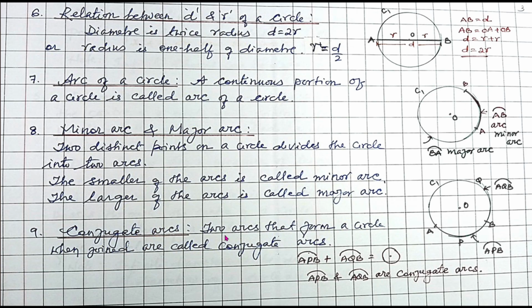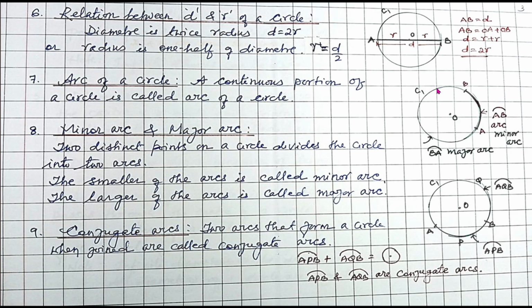Now, any 2 points on a circle divide a circle into 2 arcs. One arc is arc AB, the other arc is arc BA. Now, you see that arc AB is smaller and arc BA is bigger. The smaller of the arcs is called the minor arc, and the bigger arc BA is called the major arc. Therefore, a circle is divided into 2 arcs here.